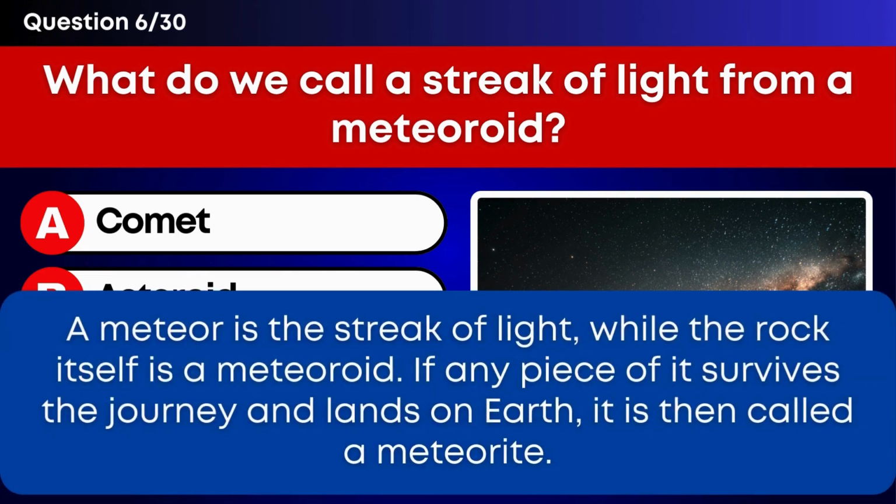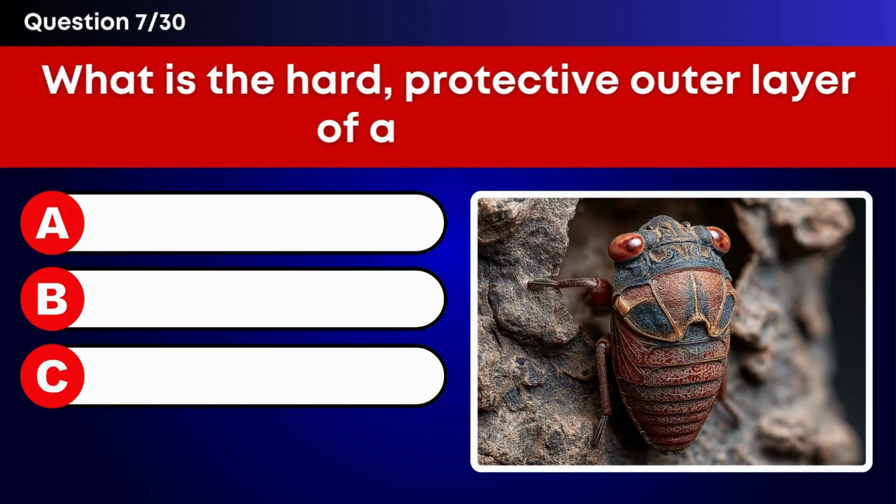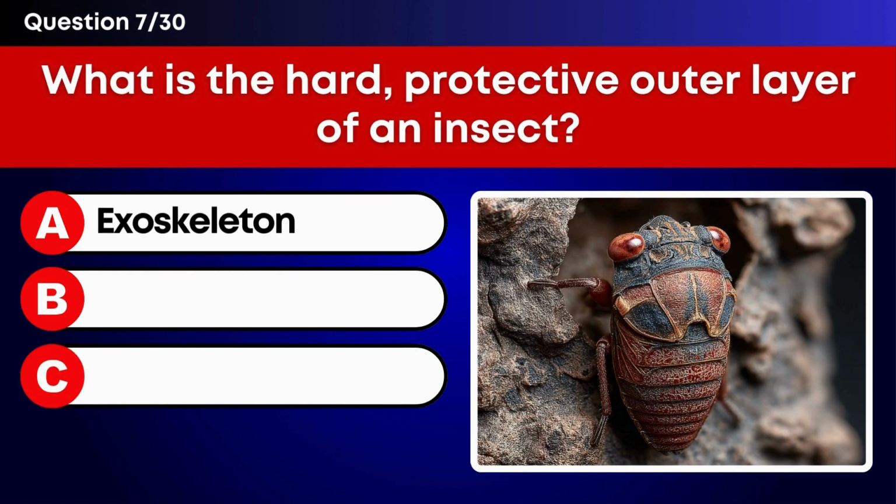Meteor. A meteor is the streak of light, while the rock itself is a meteoroid. If any piece of it survives the journey and lands on Earth, it is then called a meteorite. What is the hard, warm, and dynamic outer layer of an insect?